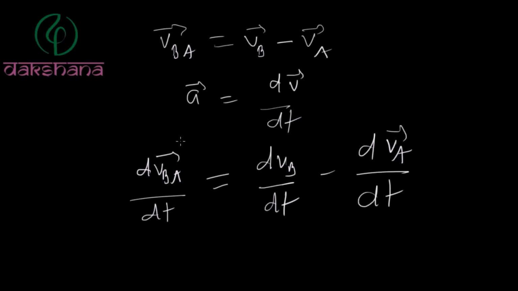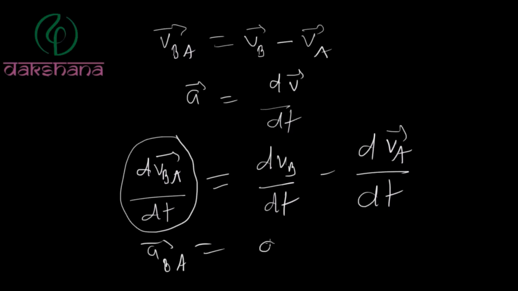This is the acceleration of B with respect to A, equal to acceleration of B minus acceleration of A. If we know the acceleration of B and the acceleration of A with respect to ground, then we can find out the acceleration of B with respect to A. Let us write it as the third equation.